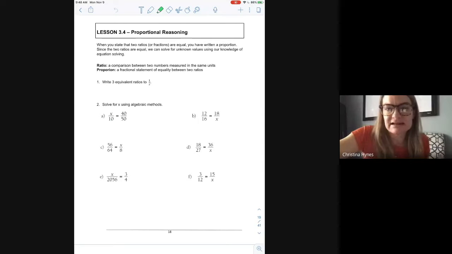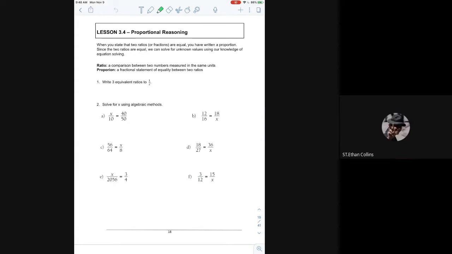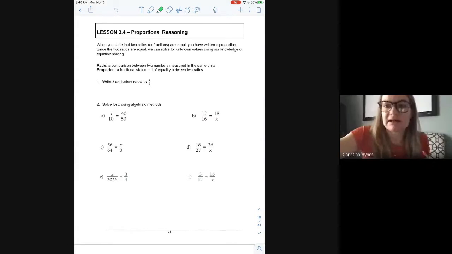Go to my screen. Can you guys see that, lesson 3.4 proportional reasoning? Do you see the handout there? Yeah. Perfect. Okay, so if you want to make that bigger, all you have to do is pin it. Go on the face of this proportional reasoning and press pin, and it'll make it your large screen instead of seeing me at the same time.